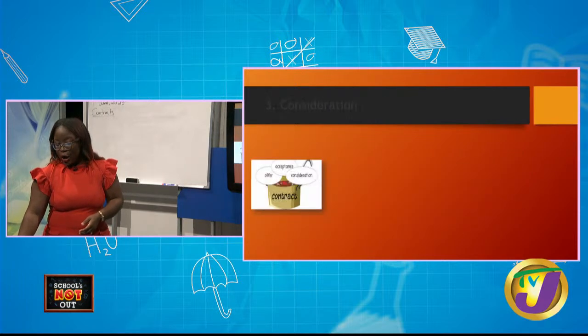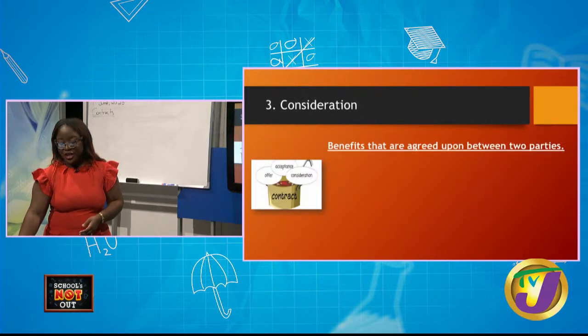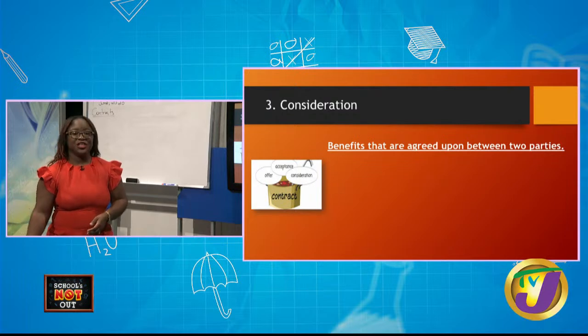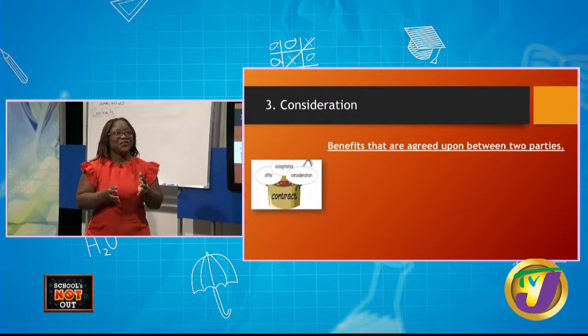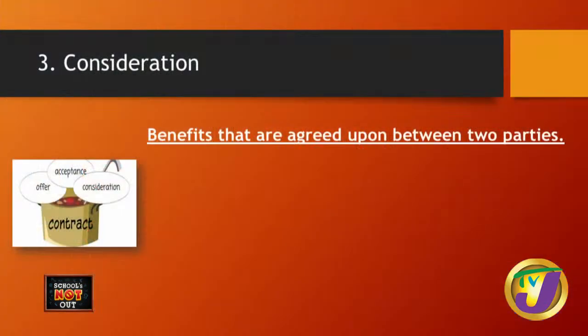Okay, now let's look at consideration. Consideration is what we may term a "something for something." And of course, there are more accurate or more on-point legal definitions of this term. So a consideration is where the parties benefit. These are benefits that are agreed upon by both parties.